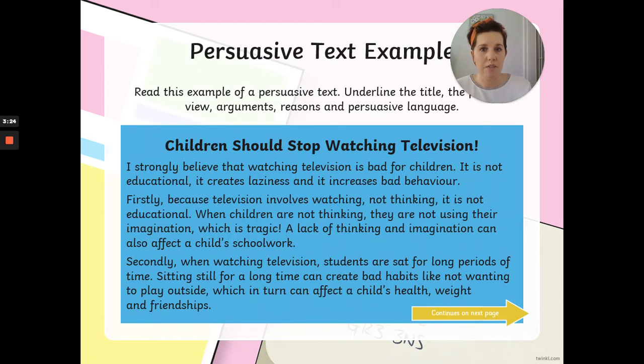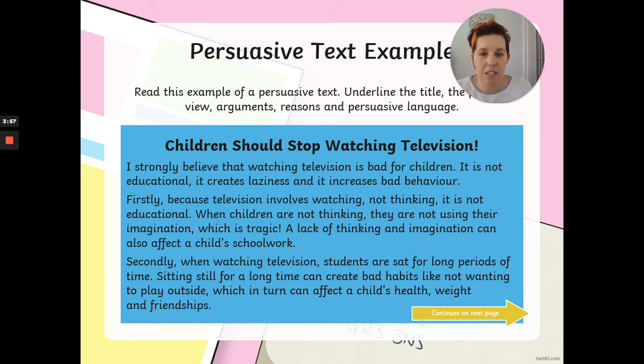So I'd like you to have a go at writing your own today. This is just an example that I found to persuade children to stop watching television. So I strongly believe that watching television is bad for children. It is not educational, it creates laziness and it increases bad behaviour. Firstly, because television involves watching, not thinking, it is not educational. When children are not thinking, they are not using their imagination, which is tragic. Use of an exclamation mark there.